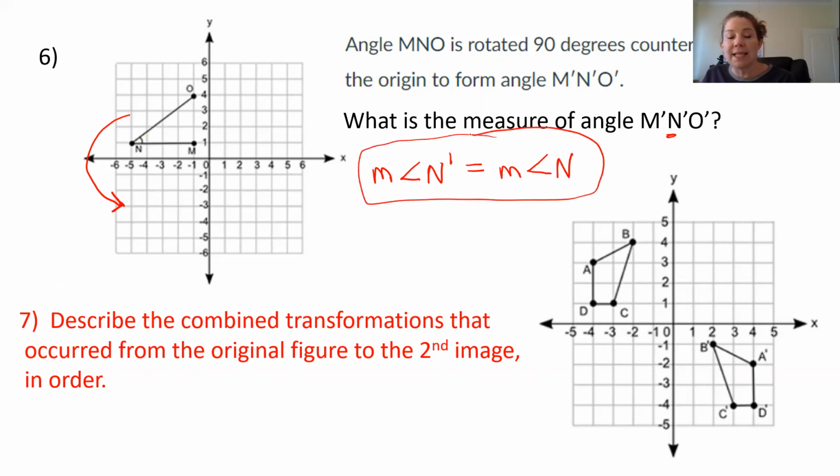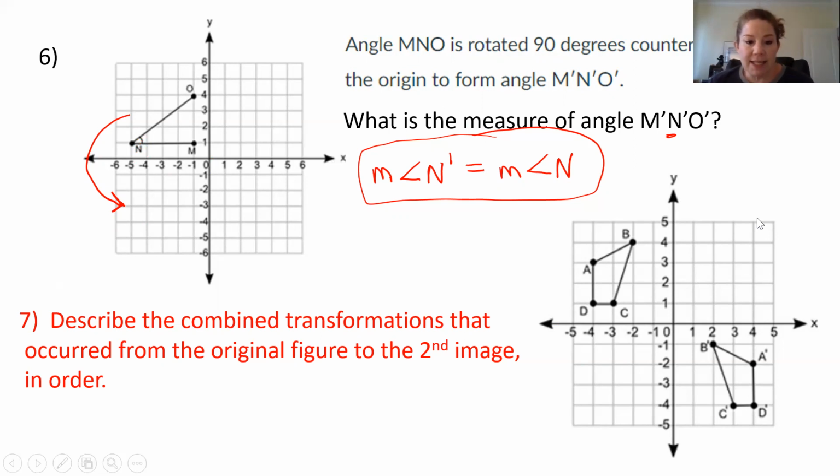So even though I don't really know the exact number, I know that it was rotated 90 degrees, but that doesn't tell me that angle N was a specific number. But I do know that once it's rotated, N prime will be the exact same measurement as the original angle N. So I hope that makes sense to you guys.